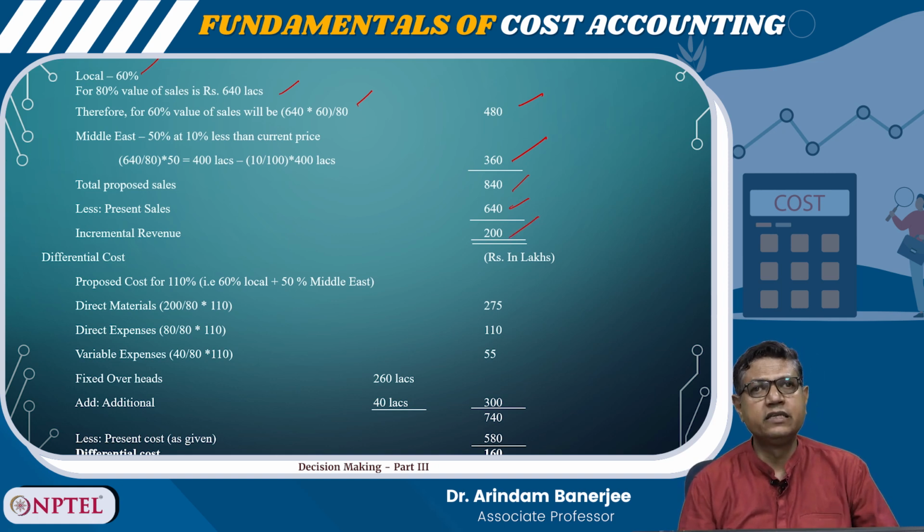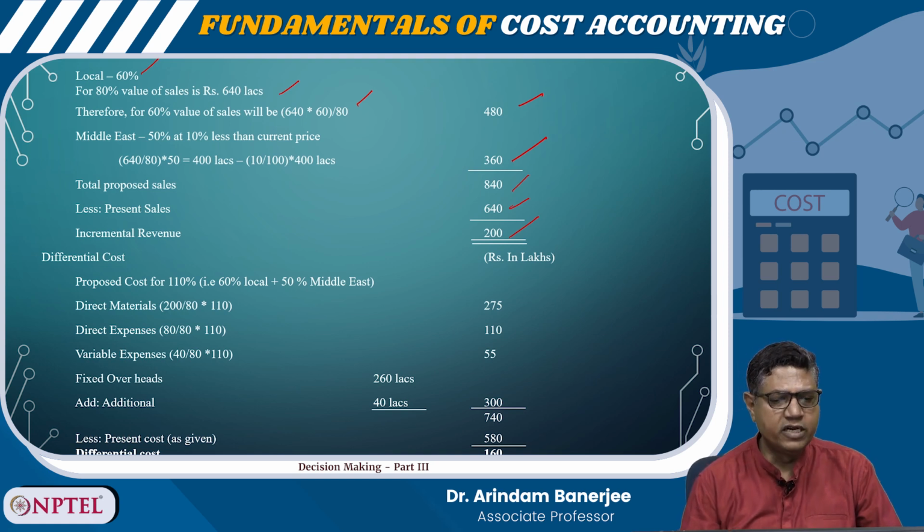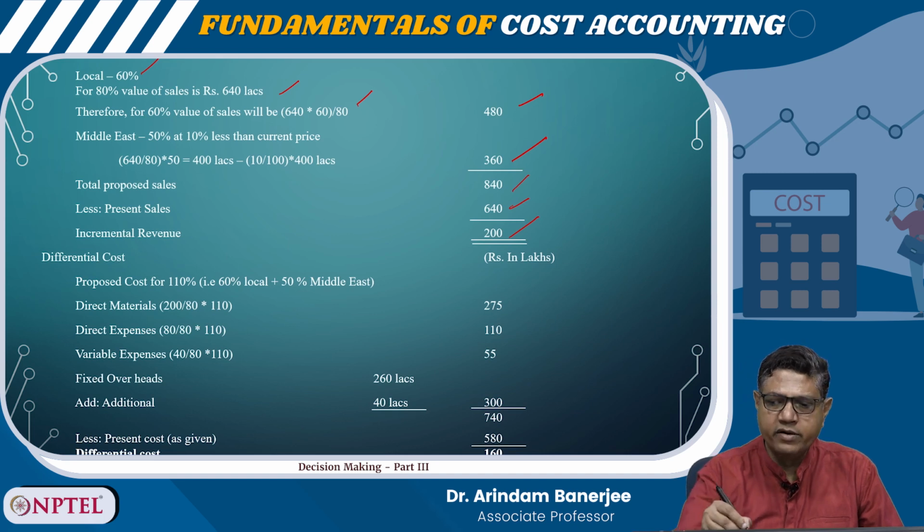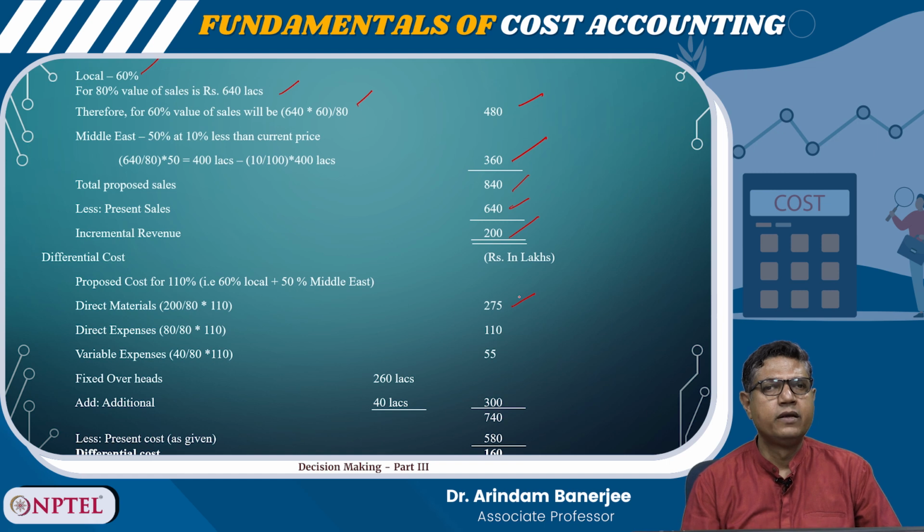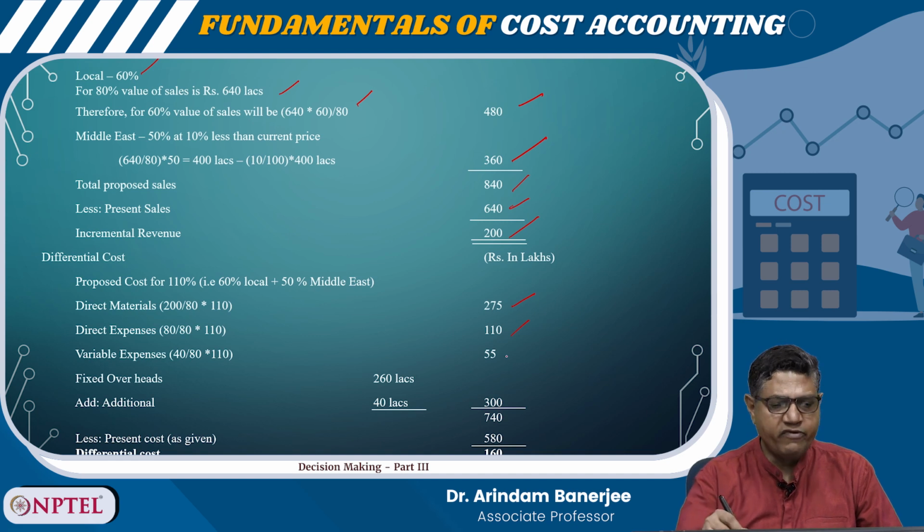But for achieving this incremental revenue, how much cost are we incurring? So, differential cost: proposed cost for 110%, that is 60% local sales plus 50% export to the Middle East. Direct material will increase by 275. Direct expenses will increase by 110, and variable expenses will increase by 55.